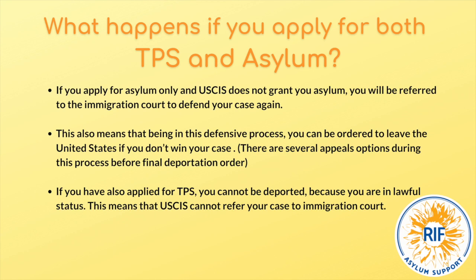So what happens if you apply for both TPS and asylum? Well, if you apply for asylum only and USCIS does not grant you asylum, you have a chance to go to immigration court to defend your case again. That means that you'll be in a defensive process, which means that you can be ordered to leave the US if you don't win your case. There are several options, however, during this process before the final deportation order.